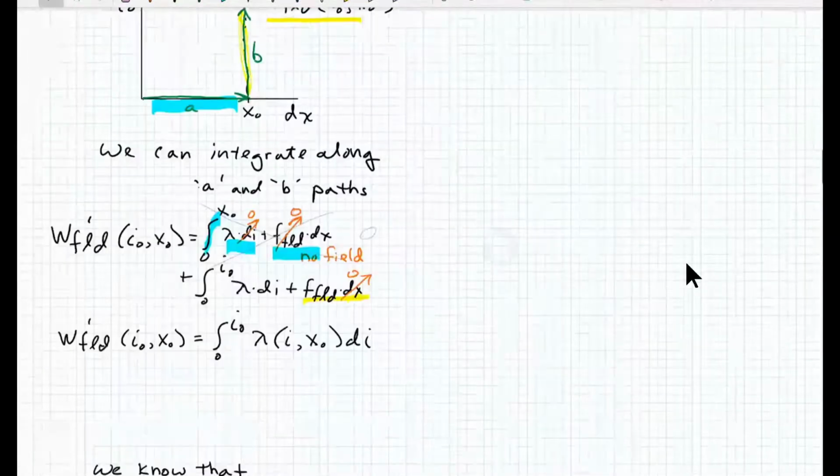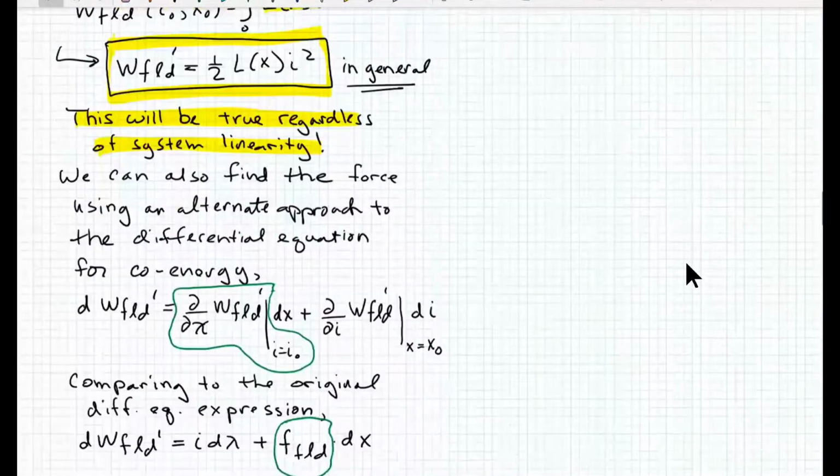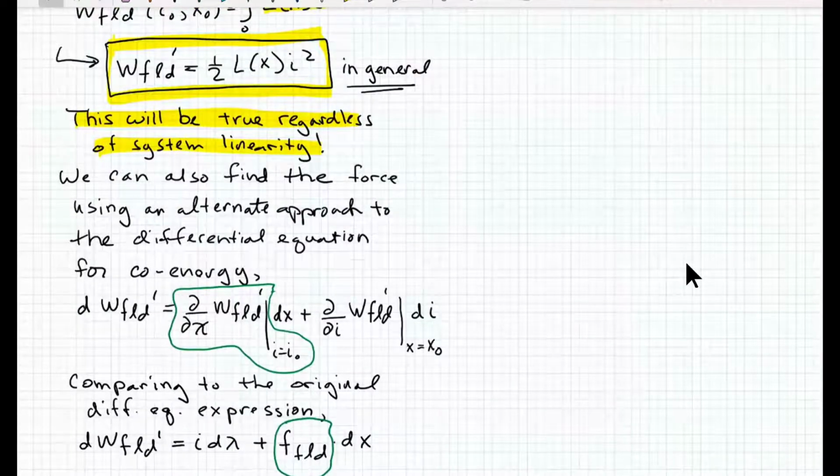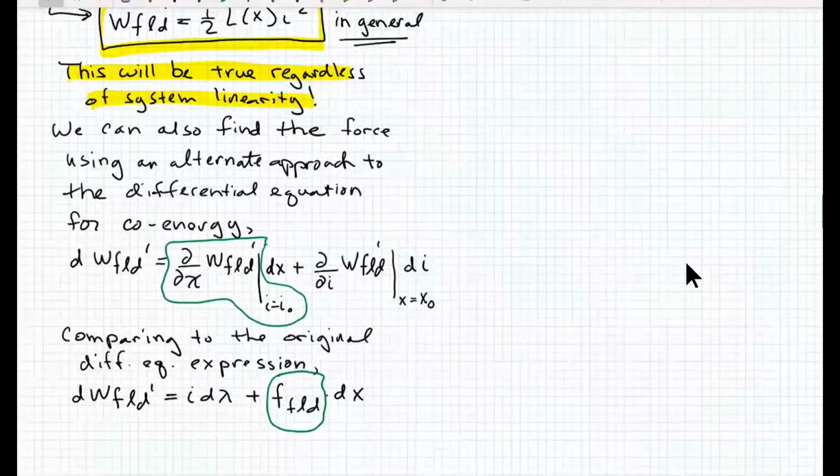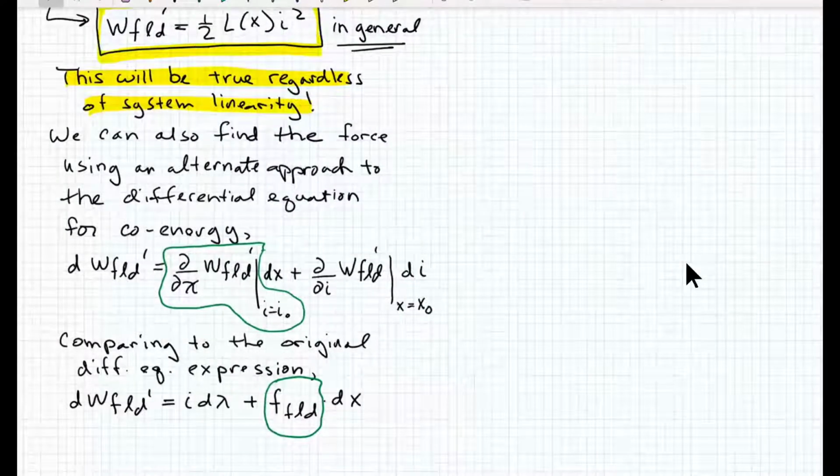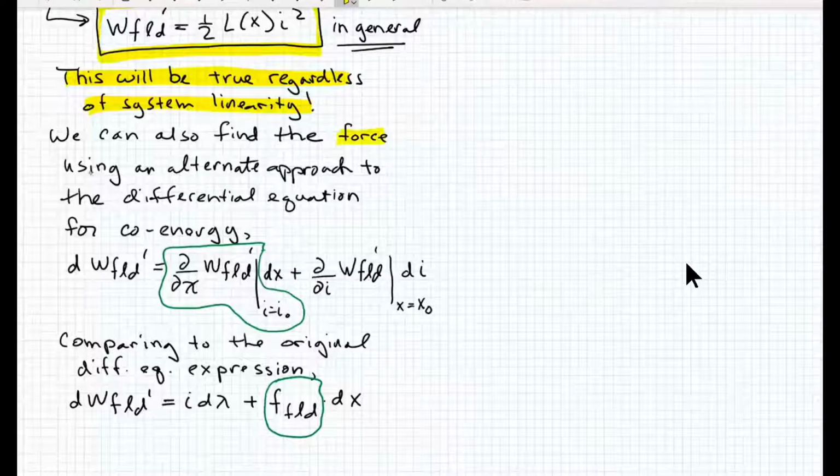Okay, so we've got co-energy now. Now let's go back and look at force. And I actually did something last time. I didn't finish the derivation completely, and I kind of made a jump, and I'm going to go back to that. But before that, I'm going to find force. So we're going to say, let's find the force using co-energy.